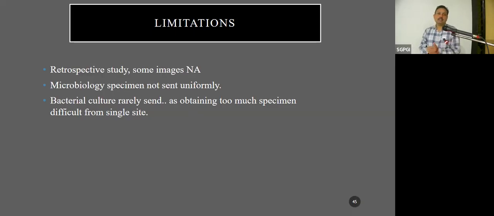And bacterial culture was sent only in 4 patients actually, because we already have to obtain a sample for 3 tests, so obtaining other samples becomes very difficult. That is why we always do histopathology, and if possible, we also try to do tubercular and fungal tests. But bacterial we generally leave, because obtaining too much sample becomes difficult due to technical reasons.